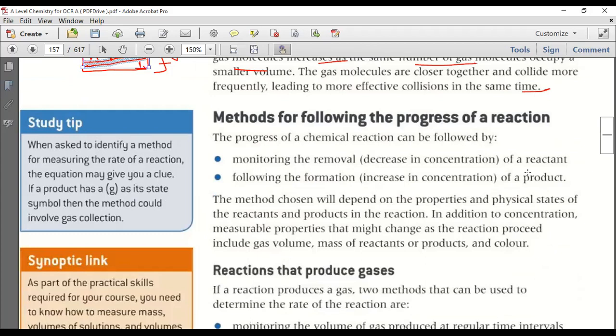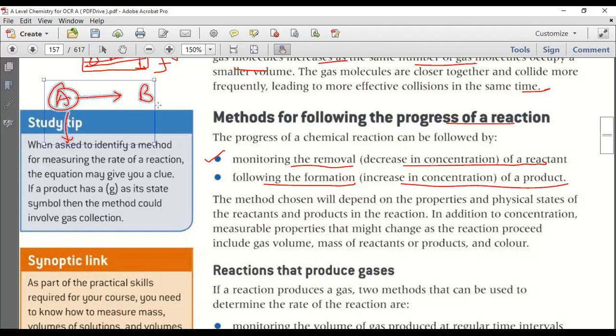The method for following the progress of a reaction. The progress of a reaction can be followed by, first, monitoring the removal, that is a decrease in the concentration of reactant, or monitoring the formation, that is formation of the product. Now we know that A is converting into B. So A is a reactant. With respect to time, the concentration of A will decrease, and with respect to time, the concentration of B will increase. So we can monitor any chemical reaction with the help of two things.